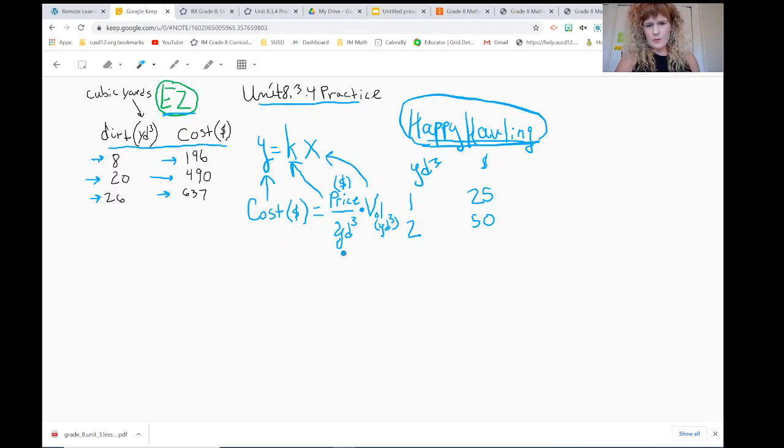So then what we really want to know is the constant value, the constant of proportionality. How much is it per cubic yard of dirt? Go over here to Easy Hauling. It costs $196 to haul away 8 cubic yards of dirt. So that's the information we need to find our constant of proportionality, k. Get your calculator out and do that math. Do the math, and then you can check your answer in a second. So pause the video.